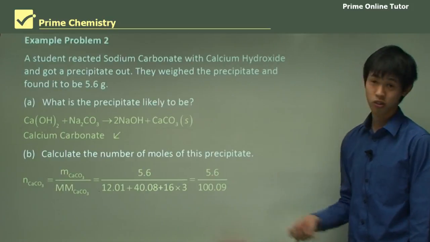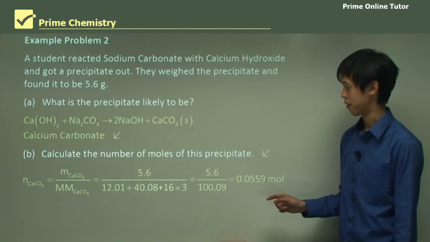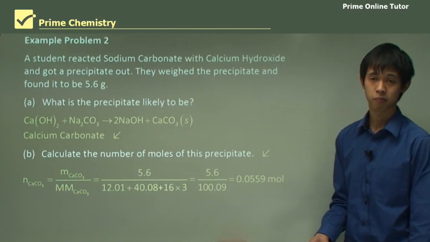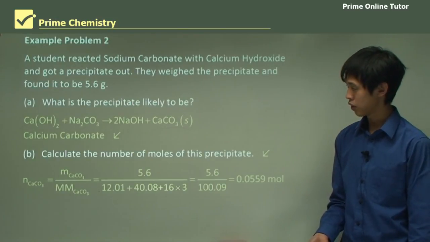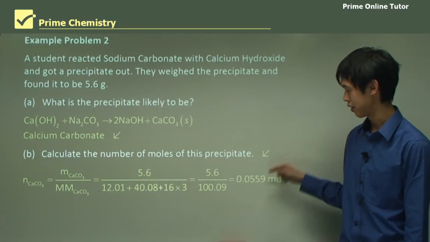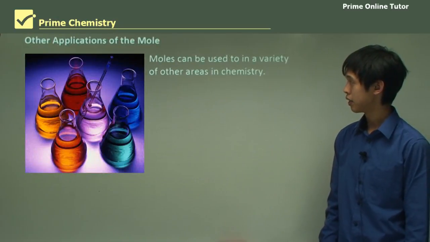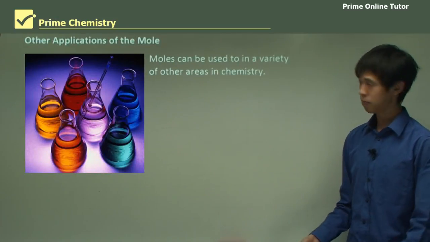And so now we just do that division, and we get the number of moles, 0.0559. That's the total number of moles. Okay? So hopefully you saw how to get the molar mass, and hopefully you saw how to work out this final answer. Okay? So what are some other applications of the mole?